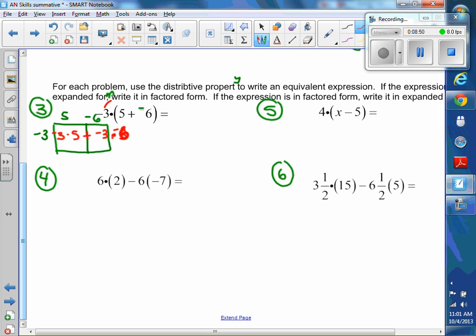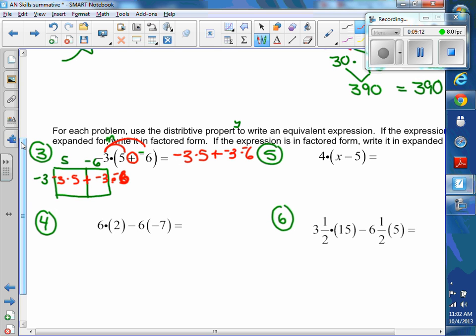So, in other words, you do this times the first term, negative 3 times 5, and then you have the same operation, so plus negative 3 times negative 6. That's the answer. That's the whole thing that's being asked. That's where you stop. Because it's asking you not to solve it, but to write an equivalent expression that shows the distributive property.